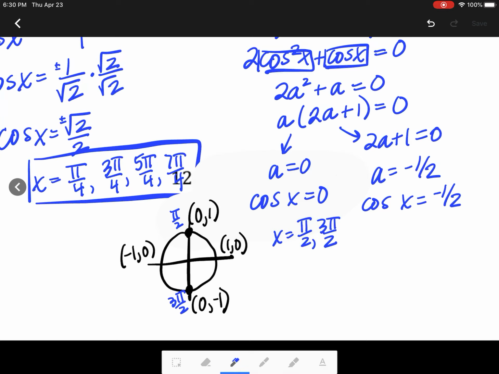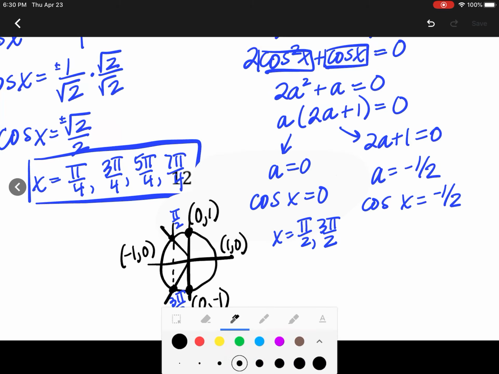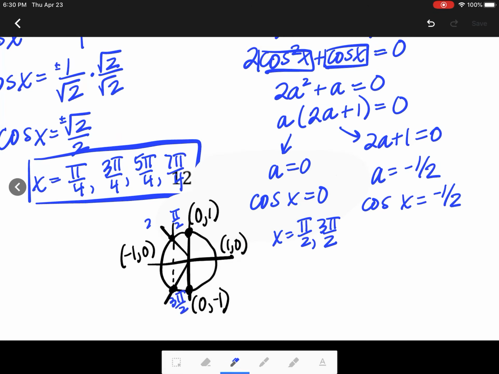And where's my cosine equal to negative 1/2? Our cosine is equal to negative 1/2 right here at 2 pi over 3. And then again, directly below it, because it's the same x value, right there at 4 pi over 3. So here we have our 2 pi over 3. It's our negative 1/2 and our 4 pi over 3. So just adding those solutions on, 2 pi over 3 and 4 pi over 3.